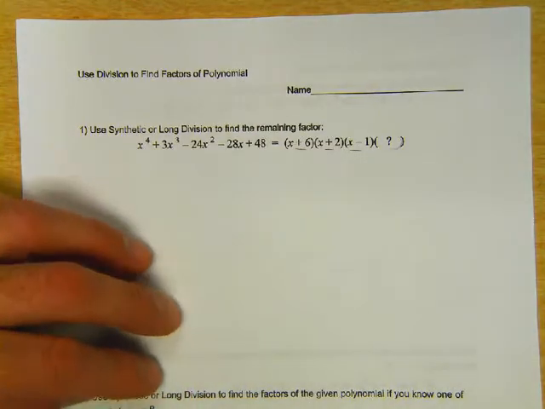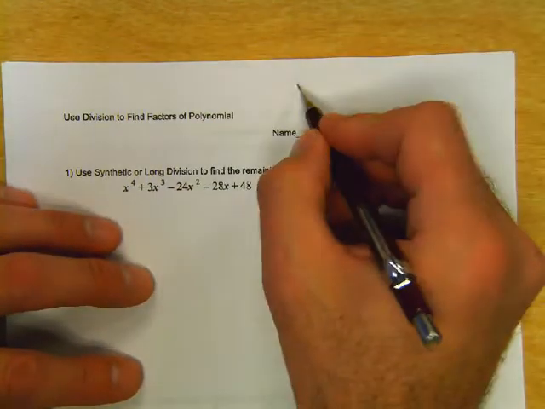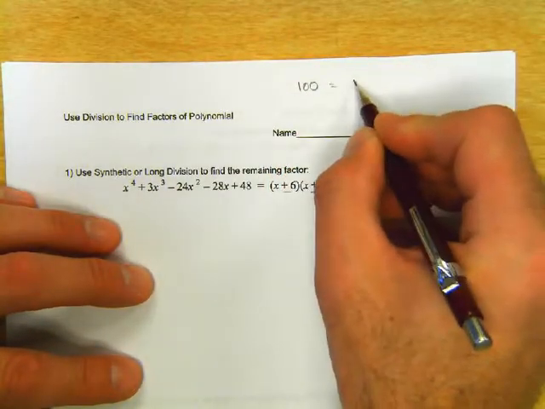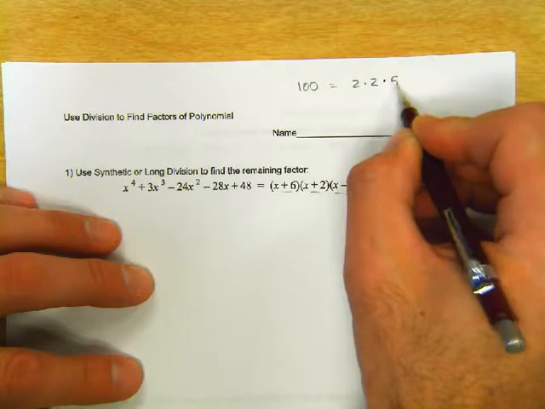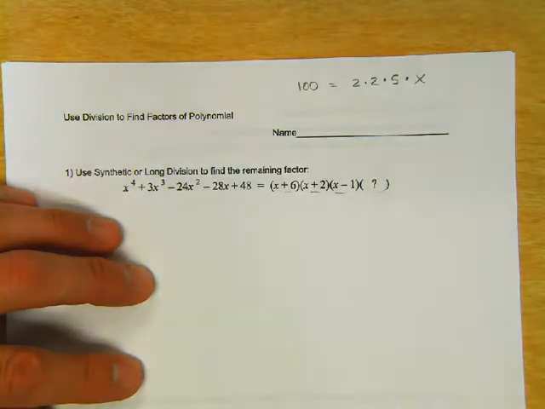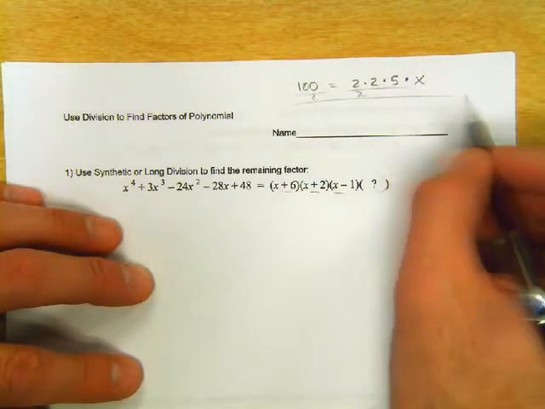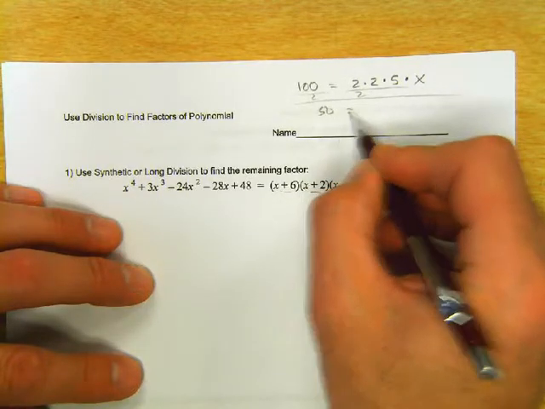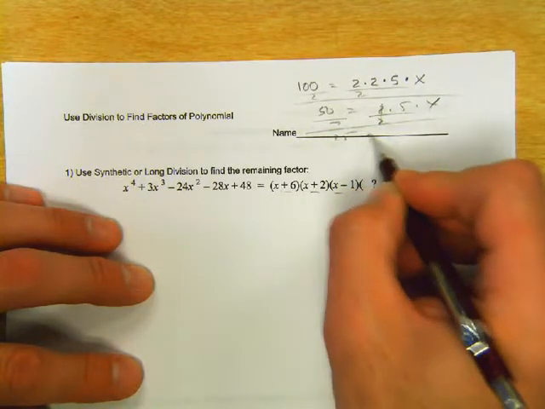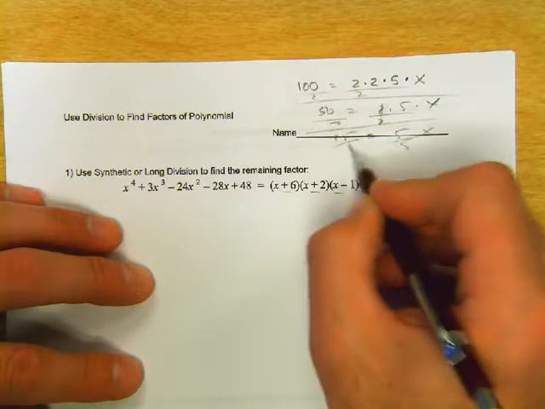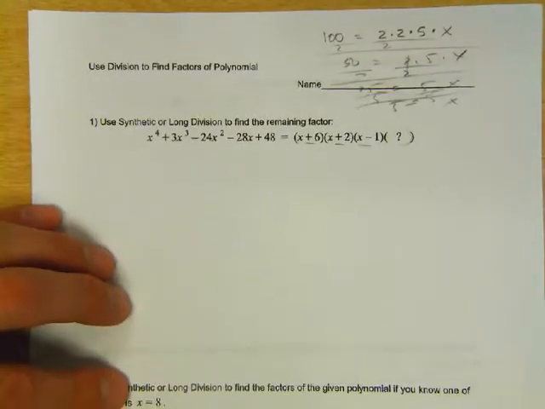So let me ask you a different question, and I'm going to write it up here. If I had 100 equals 2 times 2 times 5 times x, couldn't we solve this algebra problem by first dividing by 2 and then dividing by 2 again and then dividing by 5 and finally getting the answer? Yep. Well, guess what we're going to do with this problem?